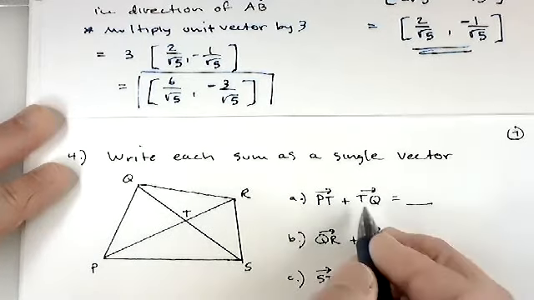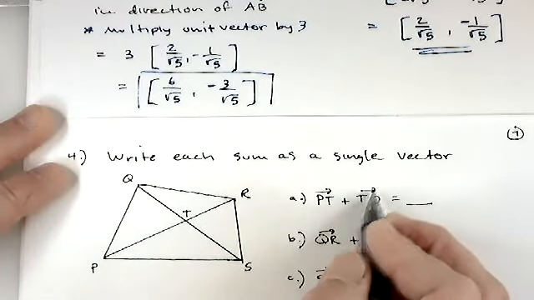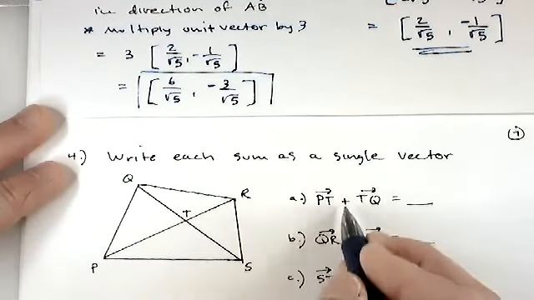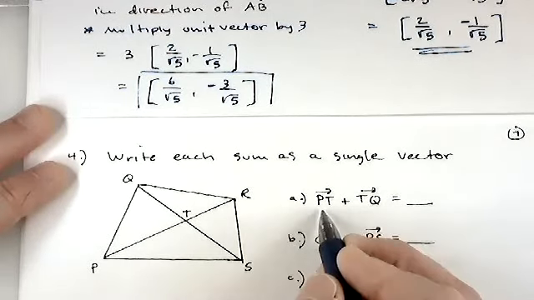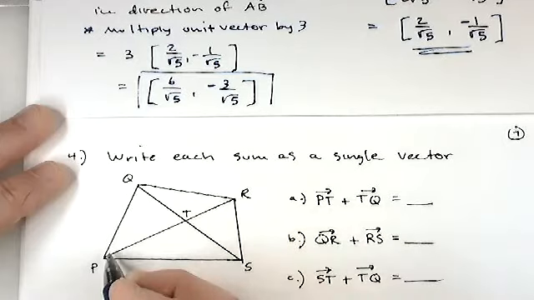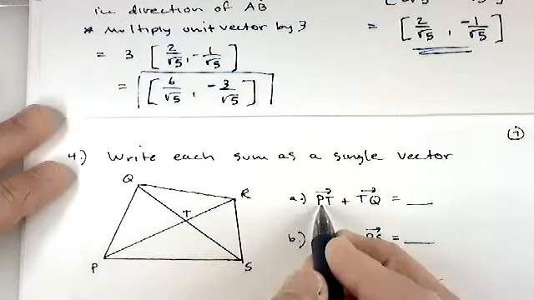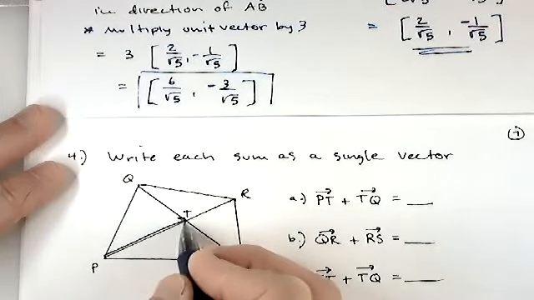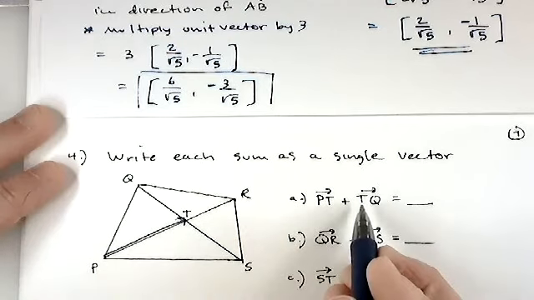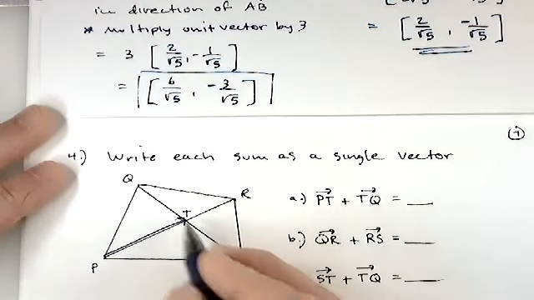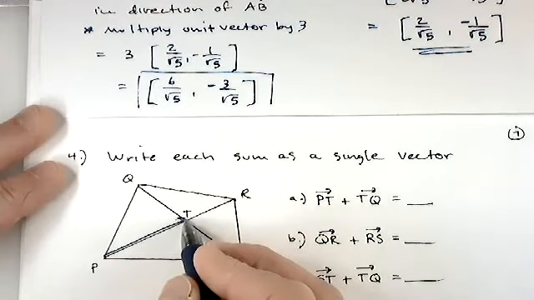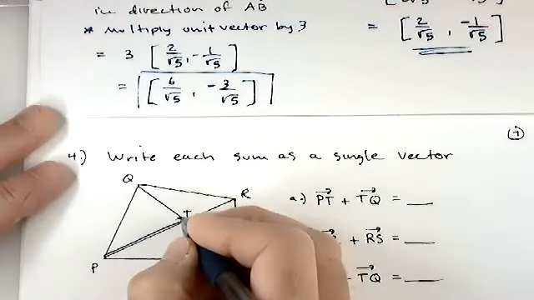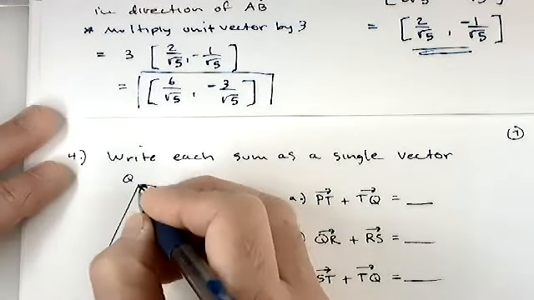I think the best way to show you how to add vectors is to just see it on here. When we add vectors, this is how it works. PT would be a vector that starts at P and goes to T. So that's right here, there's PT. If I want to add the vector TQ, notice TQ is already right there to there. So the tail of TQ goes here and takes me to Q.